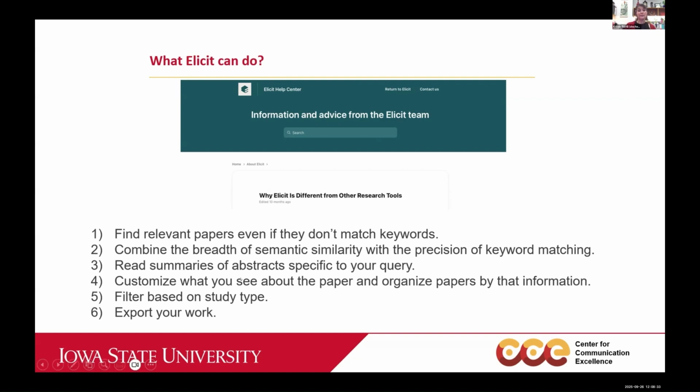It can combine the breadth of semantic similarity with the precision of keyword matching. So it can also do keyword matching. It can read summaries of abstracts specific to your query, customize what you see about a paper, and organize papers by that information. It can filter based on the study type, and it can export your work. These are the claims that Elicit makes about what it can do.